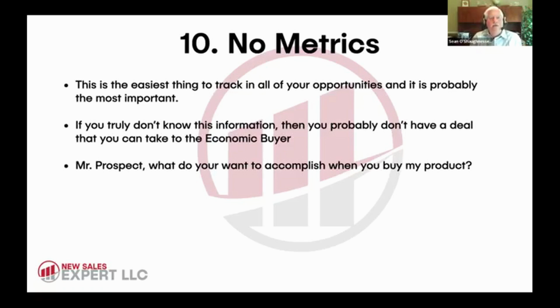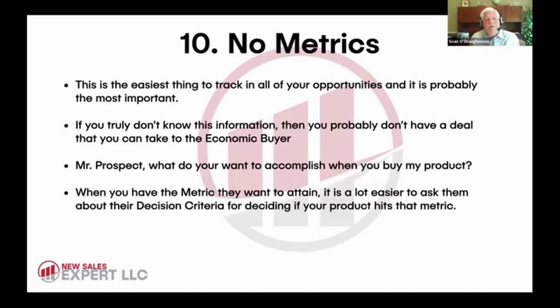So what makes sense in your business? I don't know. I have to talk to you about that. But what do you want to accomplish? Write it down in the CRM system. If it's not there, the CEO flags it. If it is there, the VP of sales is going to be reading those and working with their sales reps on a regular basis to make sure that it's there. When you have a metric, it's a lot easier to ask them about their decision criteria. How are you going to prove that that metric that you want to hit is going to actually do it? And if you have all that information, that economic buyer meeting is actually easy to get.